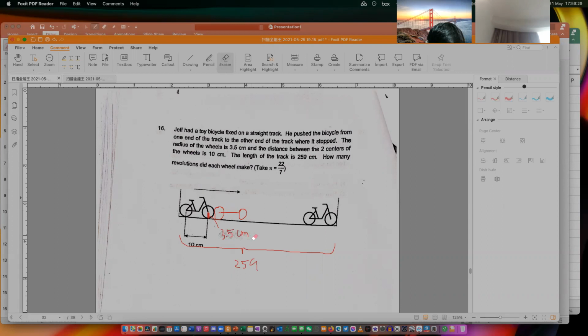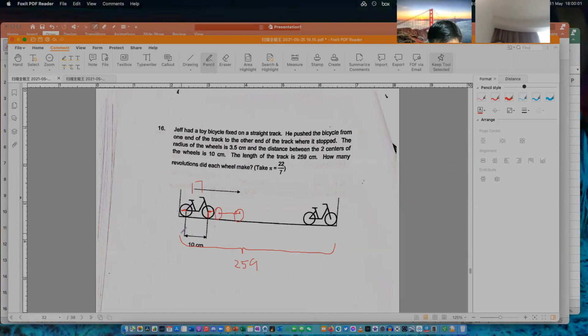Let me erase this to help me out. So what I need to do is, you add 3.5 here, you add 3.5 here. So basically 10 plus 7, so it's 17. Okay, am I right? It's 17. Am I right or not?